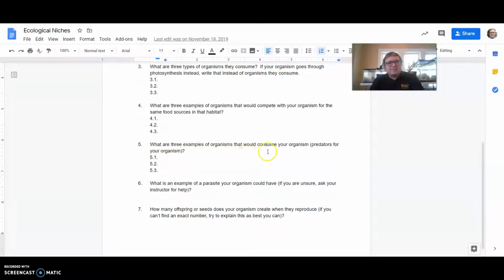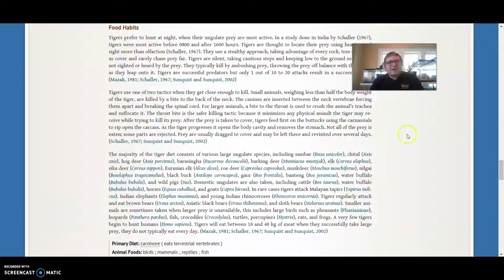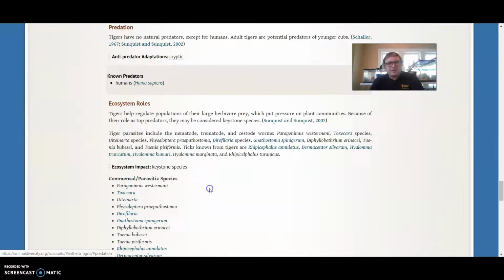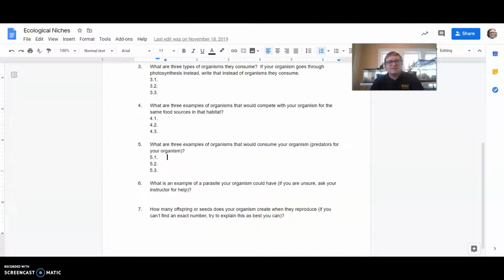5. What are 3 examples of organisms that would consume your organism? Predators for your organism. So again, with a top predator like a tiger, there may not be a whole bunch. But if you are on ADW and you click predation, here it says tigers have no natural predators except for humans, so we would include humans with that. Adult tigers are potential predators of young cubs, so we can include other tigers in that instance. If you have more of a top predator and there aren't as many options, you may not be able to get 3 whole examples, but try your best to get some examples on there.